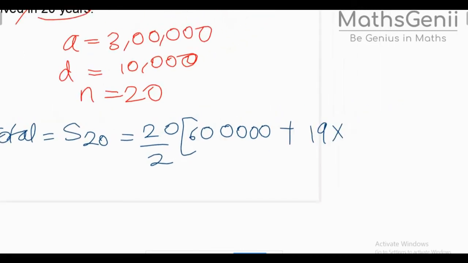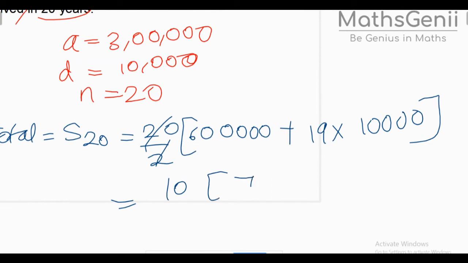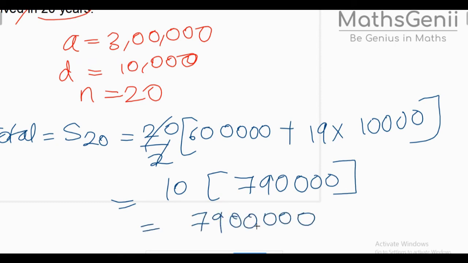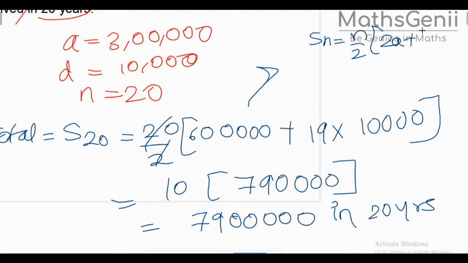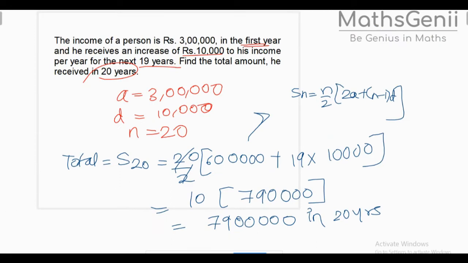N minus 1, which is 19, and if you solve this further, it's going to give you 7, 9, 1, 2, 3, 4, and then one more 0 from this 10. Okay, so hence the person received this much total amount in 20 years. You know which formula we used, right? We used the Sn formula. Sn is equal to n by 2 times (2a plus (n minus 1)d). We used this formula for this question. Pretty simple and straightforward question.